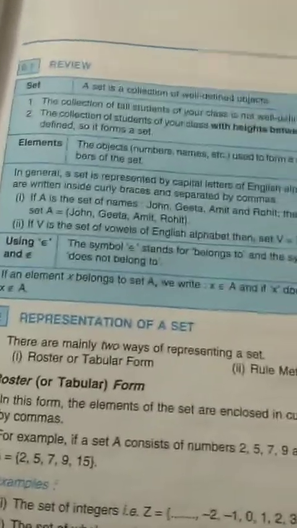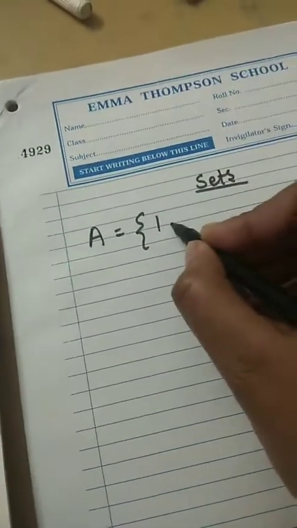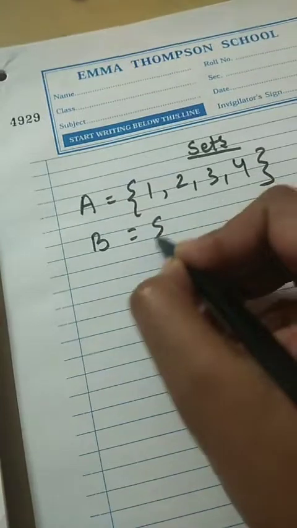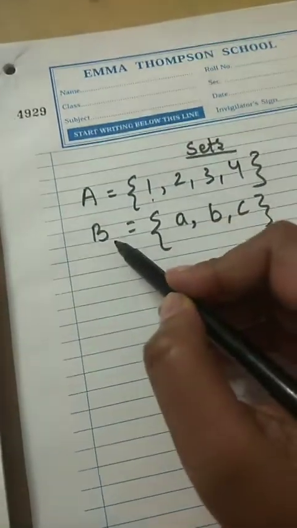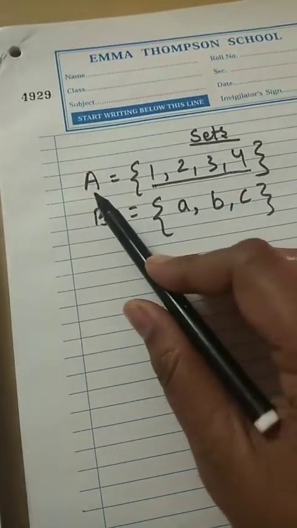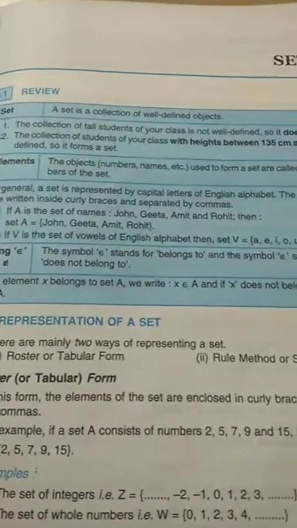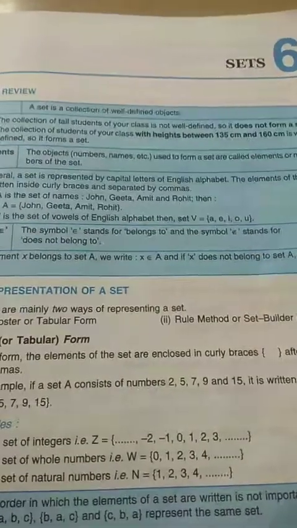Now if I write a set A as 1, 2, 3, 4, or I can write a set B as A, B, C. So this is a set A which has elements 1, 2, 3, 4, and this is a set B which has elements A, B, C. These are called the elements of set A and the elements of set B. Elements are the objects, they can be numbers, names, etc., used to form a set, and are called elements or members of the set.